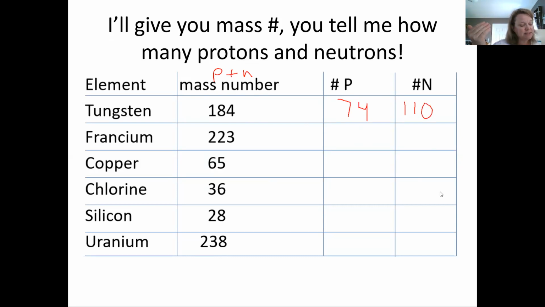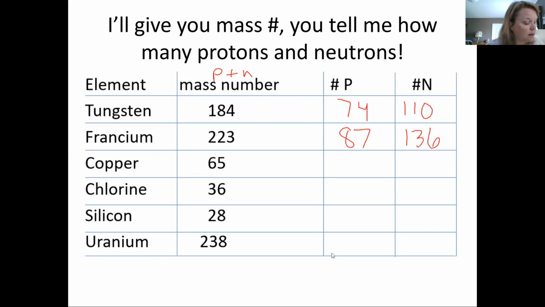Francium. Francium is the very bottom element of the alkali metals. It is the most reactive metal. It's so reactive that it can't be by itself long enough to even get a picture of it. It's only found in compounds. Anyway, francium has an atomic number of 87, which means it has 87 protons. When you take its mass number of protons and neutrons, and take the protons out, you're going to end up with the number of neutrons as 136.